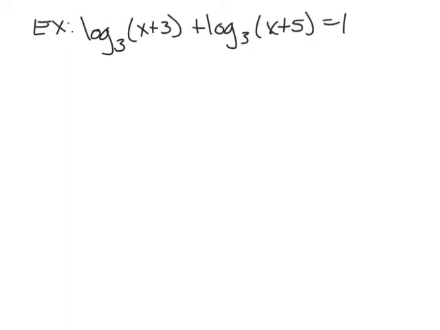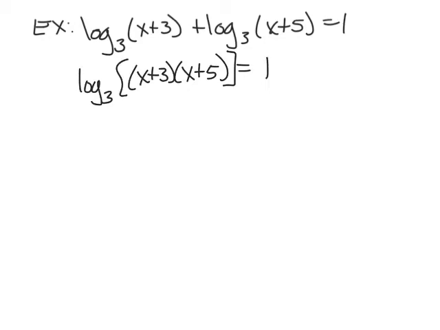So we'll do another example that's pretty similar. We have log to the base 3, and log to the base 3 is equal to 1, so I'm going to use the laws to write this as a single logarithm. Log base 3 of (x + 3)(x + 5) is equal to 1. What I have to do now is multiply this out to get a trinomial. If you multiply that out and combine like terms, you end up with x² + 8x + 15 equal to 1.